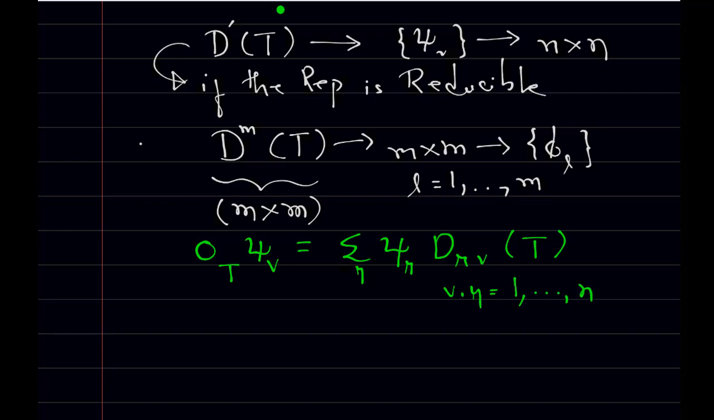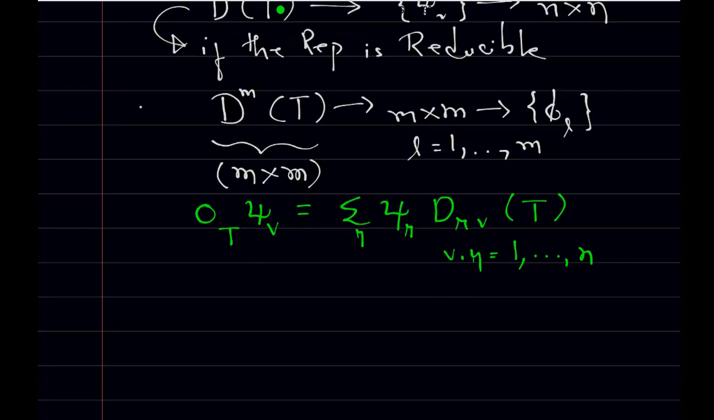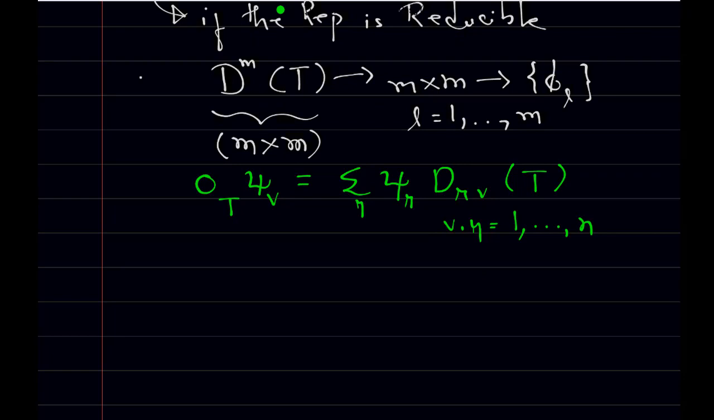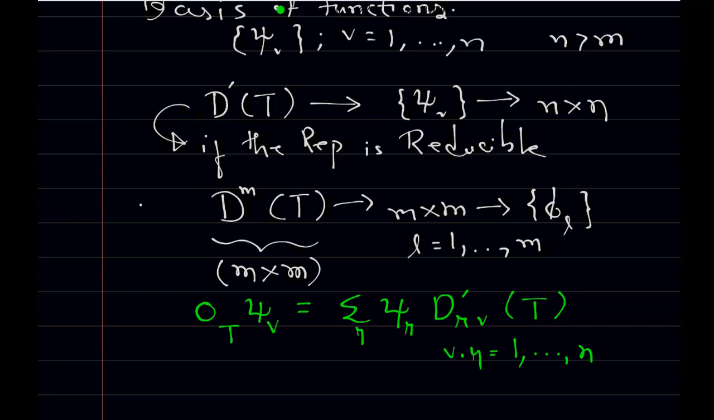Now let me put a prime here, because the prime here means this prime. Okay, can I change notations for some time? Instead of the prime, why don't I write n here? That will be better. To tell you the dimension of this matrix, it will be n cross n.